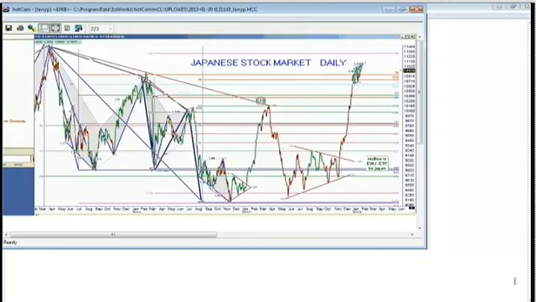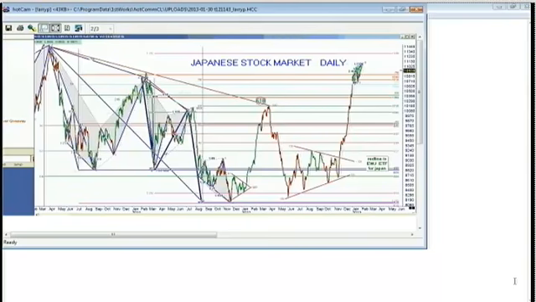If you take a look at the Japanese stock market on the daily basis, you see that we're getting ready to form a three-drive pattern near the old highs from 2010, and we'll see if that happens.